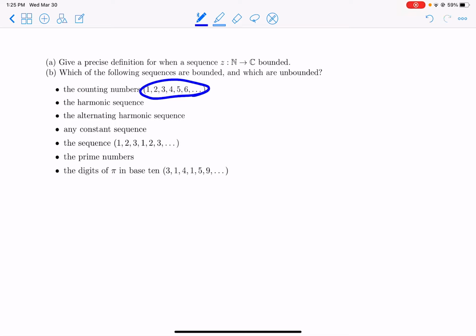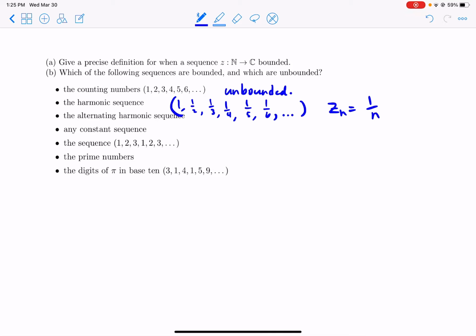The counting numbers are unbounded. They go off bigger and bigger and bigger, and so they're not contained inside of any disk. The harmonic sequence, on the other hand, doesn't get bigger and bigger. First, I have to remember what it is. In other words, it's the sequence z sub n equal to 1 over n. As a map, it sends the natural number n to 1 over n, which is a complex number. It's also a real number, it's also a rational number.